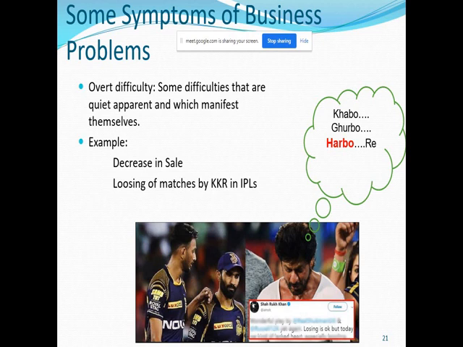So this is actually a big problem, which is an overt problem. It is clear. It is vivid. Now we require a solution to this problem. You don't need to define the problem so seriously because the problem is already in front of us. Such problems are called overt difficulties or overt problems.